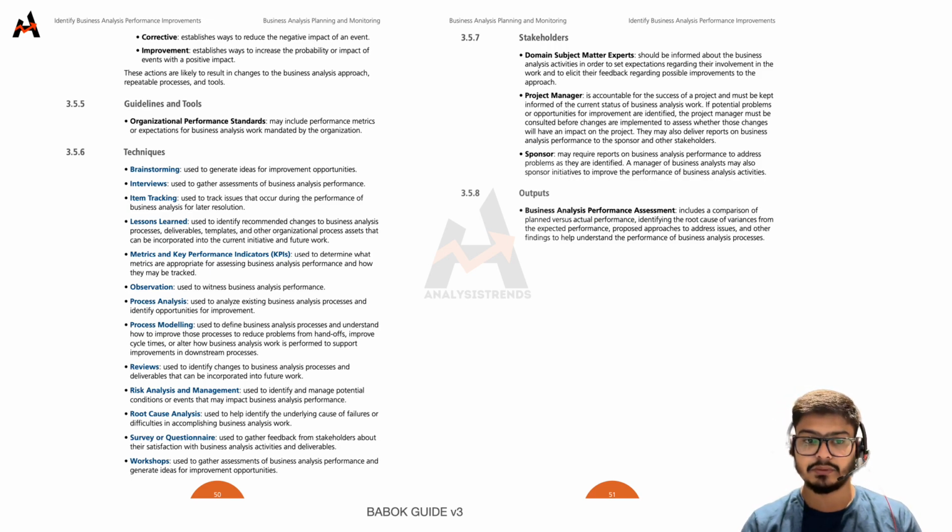The guidelines and tools is performance standards, which is external. Then you have some techniques that are listed here, and then you have domain stakeholders, so domain subject matter experts, project manager, and sponsors. And the output is the performance assessment. Basically, it includes a comparison of planned versus actual performance, right? Identifying the root of variance from the expected performance versus proposed approaches, and findings to help understand the performance of the business analysis processes.